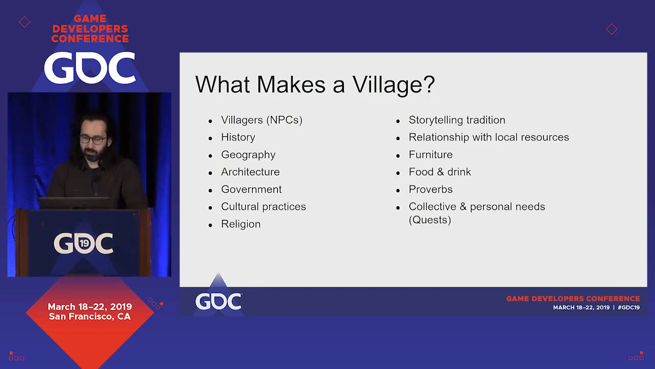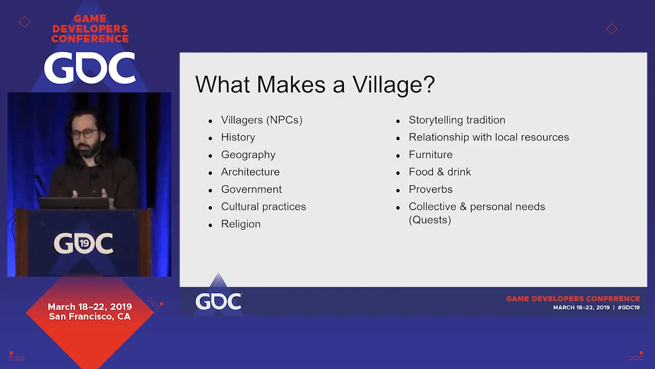We have villagers, first of all. Those are going to be represented like they are in most RPGs as NPCs. History, like the relationship with the past and the present, is very important in Caves of Qud, so we're going to be wanting to generate some sort of history. There's the geography of the village location, how it's integrated into the geography. The village is going to have some architecture that we generate. It's going to have a government, cultural practices, religion, all sort of, like we're going to generate a whole culture, essentially. A storytelling tradition: the village has some history, but how do they actually relay that history to people who visit the village?